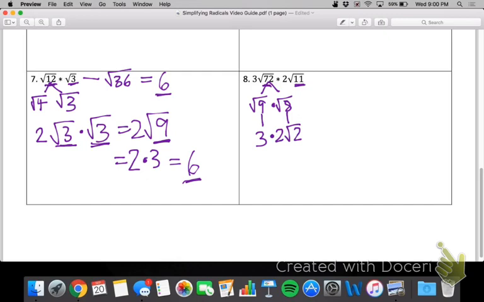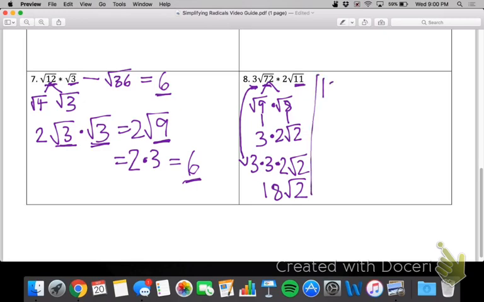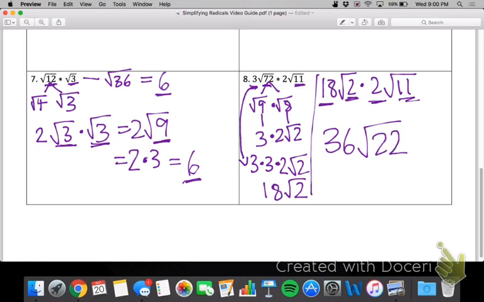So we had a 3 out front, so this 3 is going to now go over here. So we have 3 times 2 times the square root of 2. 3 times 3 is 9, and 9 times 2 is 18. So we got 18 square root 2, just from that first part. So now this new problem is 18 square root 2 times 2 square root 11. And now I just have to multiply the numbers outside. So 18 times 2 is 36. And then multiply the numbers inside. And 2 times 11 is 22. So 36 times the square root of 22 is our final answer.